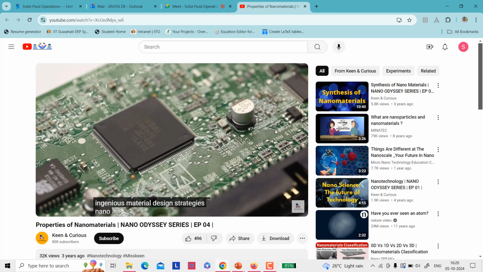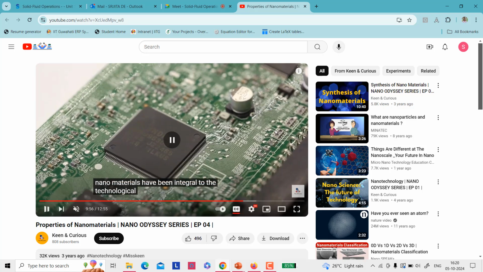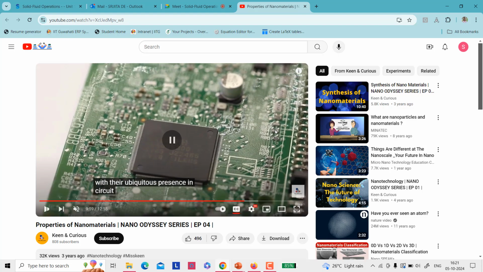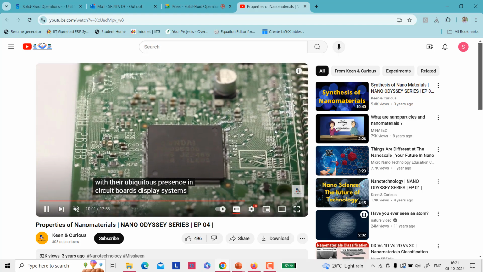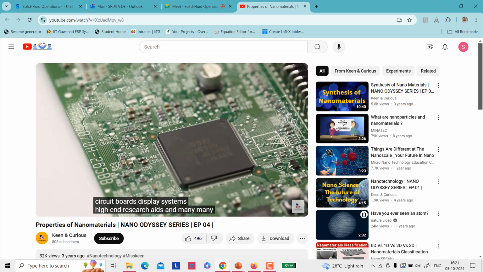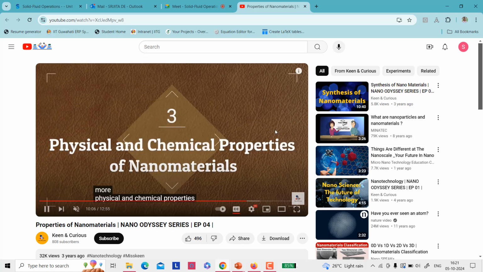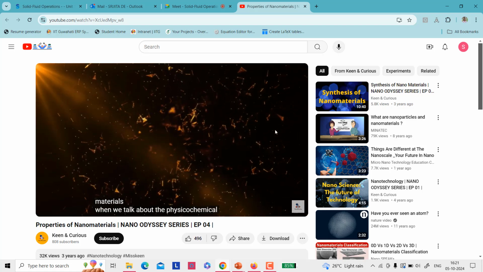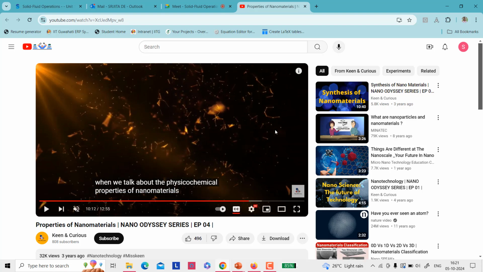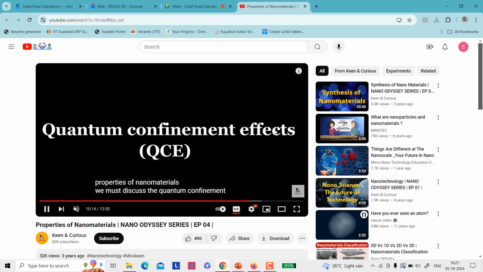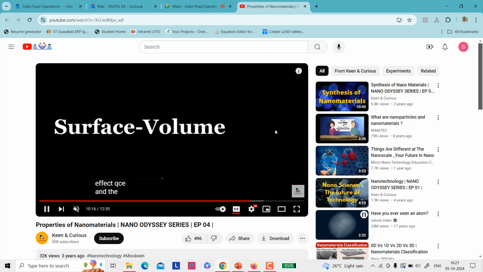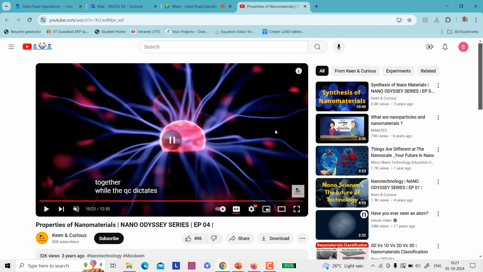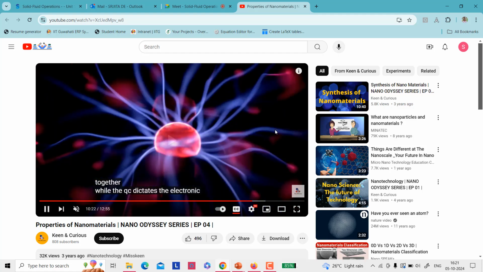The third one is the physical and chemical properties of nanomaterials. When we talk about the physicochemical properties of nanomaterials, we must discuss the quantum confinement effect, QCE, and the surface volume ratio, SVR, together. While the QCE dictates the electronic response to external stimuli, the SVR decides how many atoms or molecules are available for this interaction phenomenon. The SVR often helps in predicting the reactivity of a particular nanomaterial and is very useful in the design of nanocatalysts.